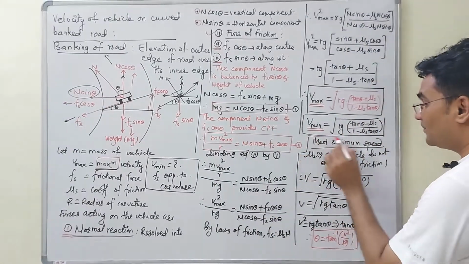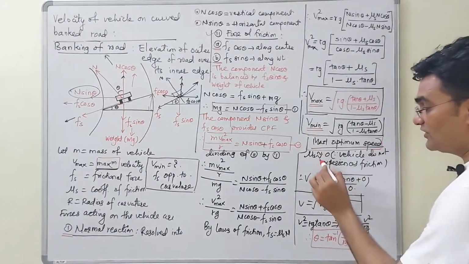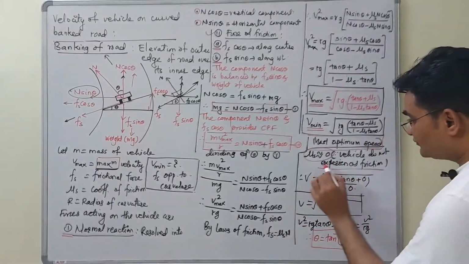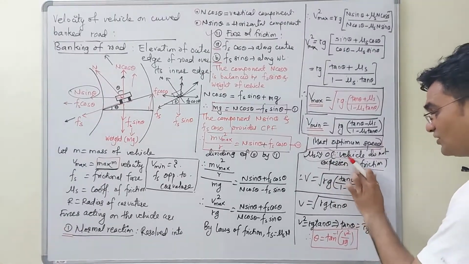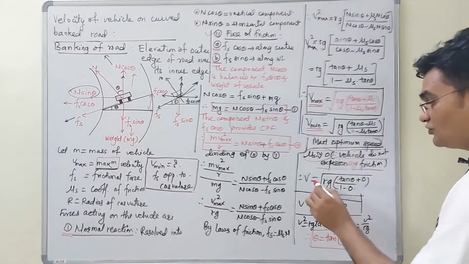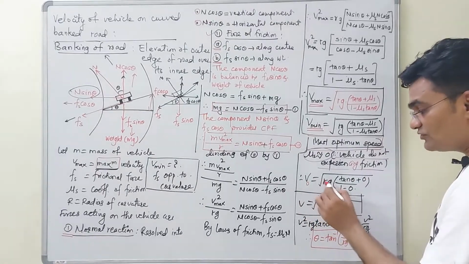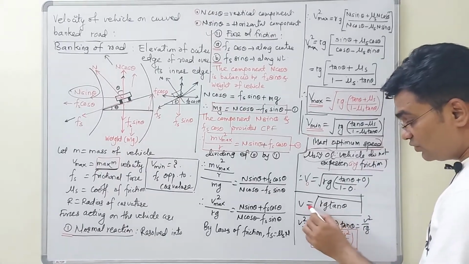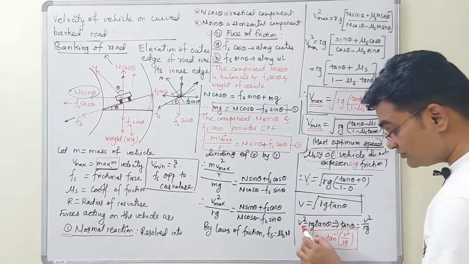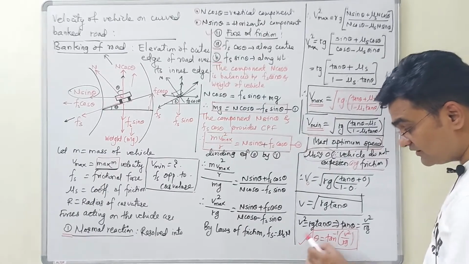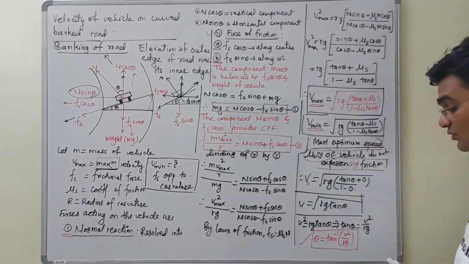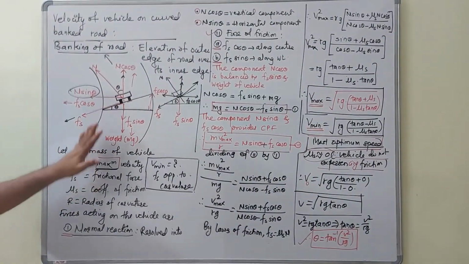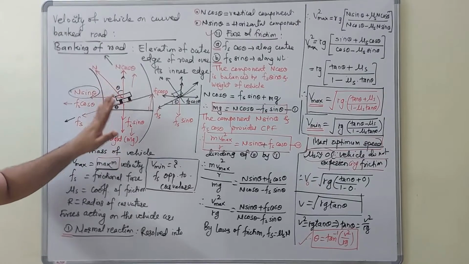Now, what is the most optimum or most safe speed? For that, friction should be very small, so we took it as 0. So the vehicle is not experiencing friction. So V optimum, VO, is equal to root of Rg tan theta plus 0 divided by 1 minus 0. So V equals root of Rg tan theta. V square equals Rg tan theta, so we get theta equal to tan inverse of V square upon Rg. This is the article that we have covered today for your CET. It's one of the most important articles.